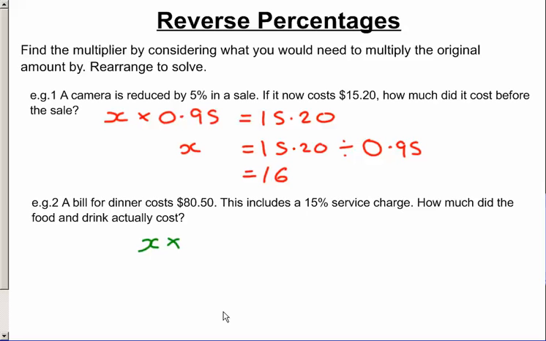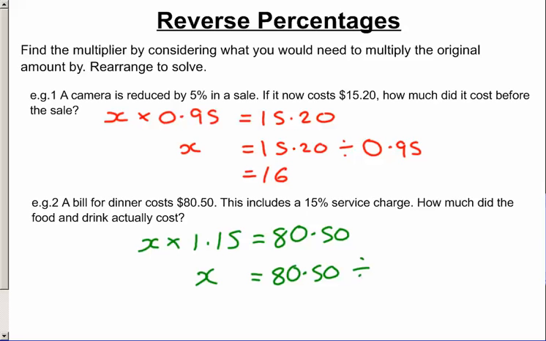Well, if we're increasing by 15%, we want 115%, so the multiplier is 1.15. And we know that when we increase it by that, it gives us an answer of 80.50. If we know that, we can now rearrange. X is equal to, well, divide by the 1.15. So it's 80.50 divided by 1.15. And when we do that, we get an answer of $70.